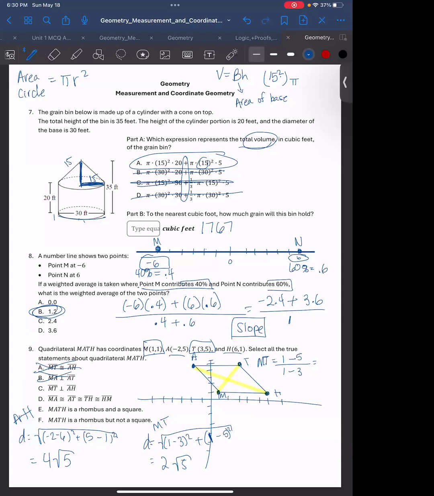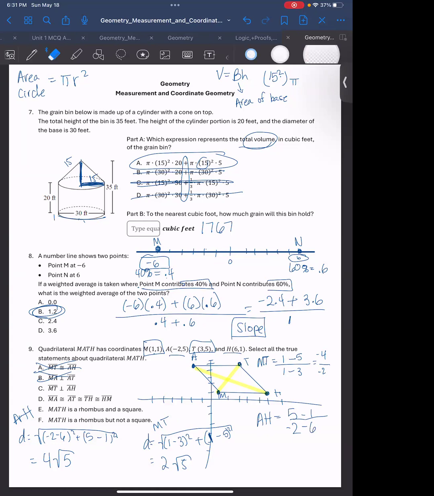So what's 1 minus 5? -4. And what's 1 minus 3? -2. I'm going to leave this as is. I'm just not going to touch it for right now. Then the next one was AH. So AH is going to be 5 minus 1, and then -2 minus 6.